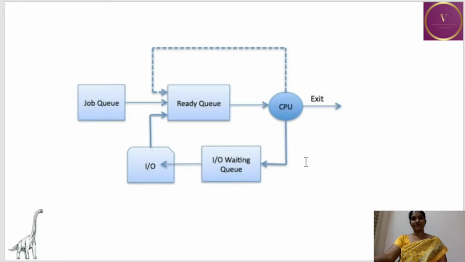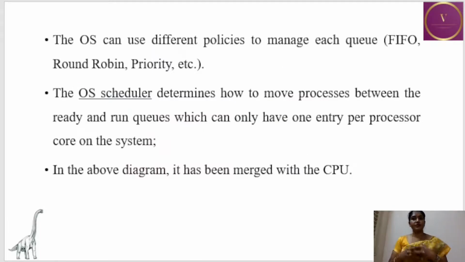Okay. The OS can use different policies to manage each queue. That is, the policy might be like first in, first out, FIFO, or round robin, or priority, etc. And the OS scheduler is the one which determines how to move processes between the ready and the running queues, which can only have one entry per processor core on the system. And in the above diagram, this OS scheduler is being merged along with the CPU. Alright.